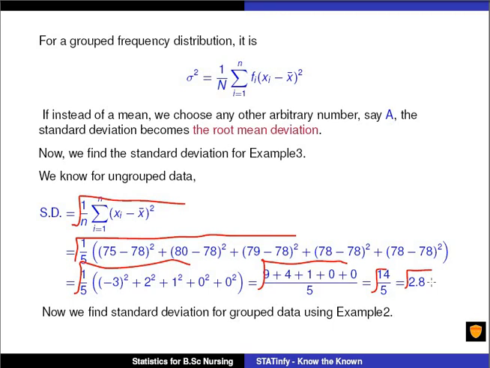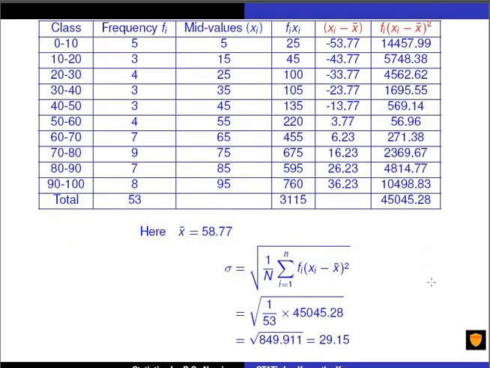Now we'll see how to calculate standard deviation for group data. This is the same example which we used for mean deviation also. The class intervals are given to you, frequencies are given to you, and I already told you how to calculate the mean value for each class interval. You simply take the average of the class interval, and then fi xi, which you already calculated for mean deviation also.